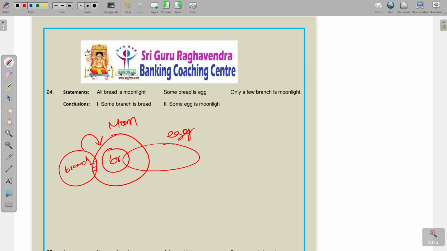So branch here and bread here, no definite relation between both. The first one does not follow. Next, coming to the second one. Some egg is moonlight, so some egg is moonlight definitely follows. So option 2 is the answer.